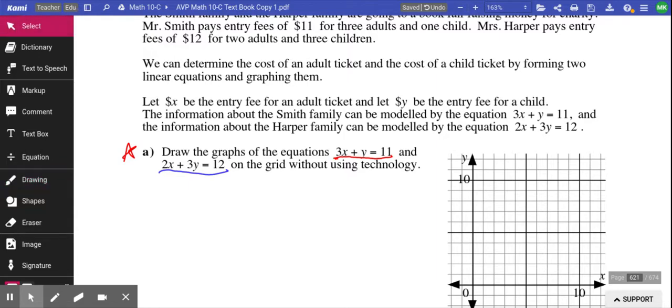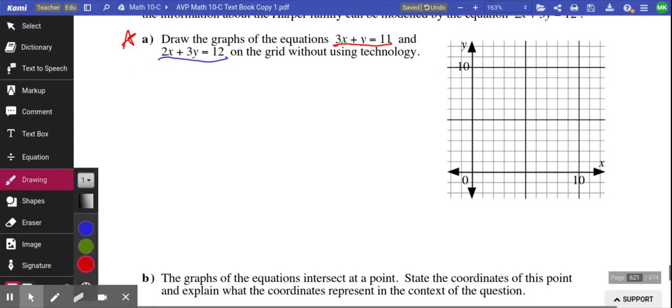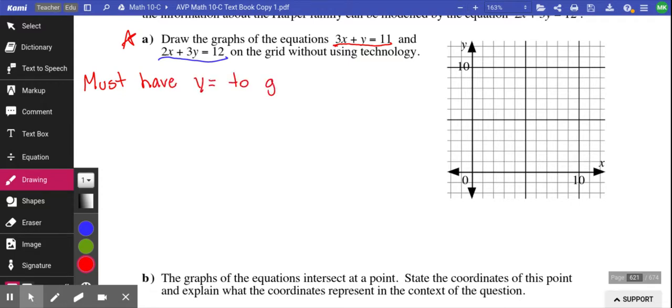To be able to graph that equation, you have to be in the form y equals, right? That is how we graph things. Essentially, what you need to do is isolate y, get y by itself.